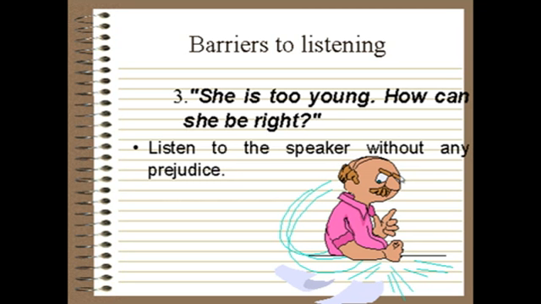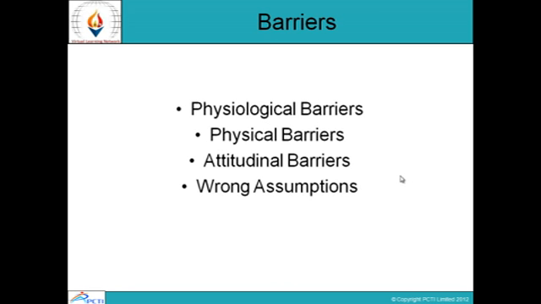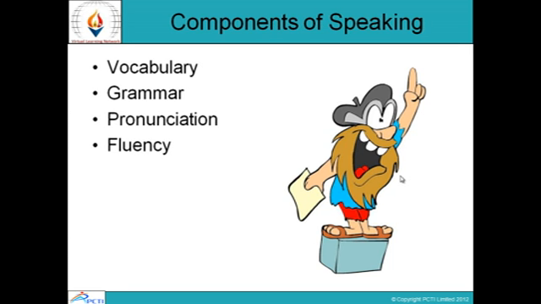Now, these are some of the barriers to listening. The quote, "She's too young, how can she be right?" There comes the prejudice. Listen to the speaker without any prejudice or bias that she is too young, how can she be right? No, we should not be having any prejudices or biases when we listen to the speaker. There are various barriers: physiological, physical, attitudinal, as well as wrong assumptions we sometimes have.